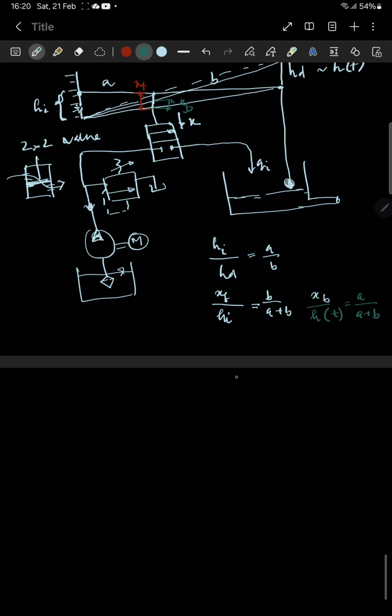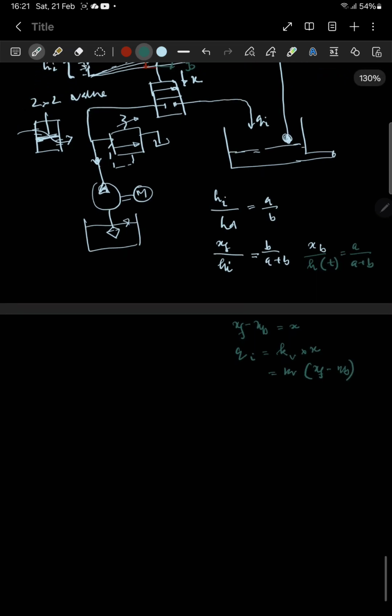Also we have xf minus xb is equal to x, and the flow through the valve is the valve coefficient into x, which is Kv into xf minus xb, right? Also we know for a first order system, for tanks we have h(s) by qi(s) is equal to Rh.